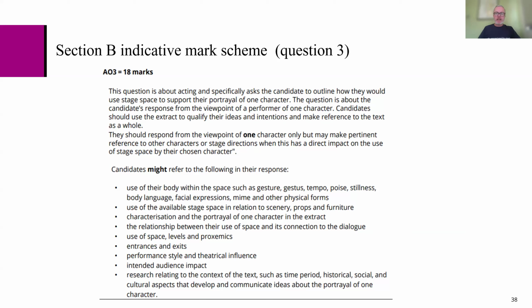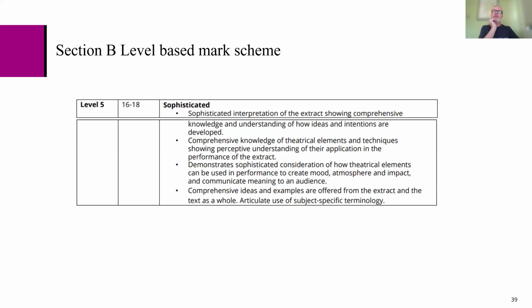So again, here is the indicative mark scheme, and the type of things that examiners will be looking for in terms of the use of the body in the space, the use of the available stage space, the use of levels and proxemics, and entrances and exits, etc. And then this is an example of the top level and how it will be marked in terms of the sophisticated mark scheme.